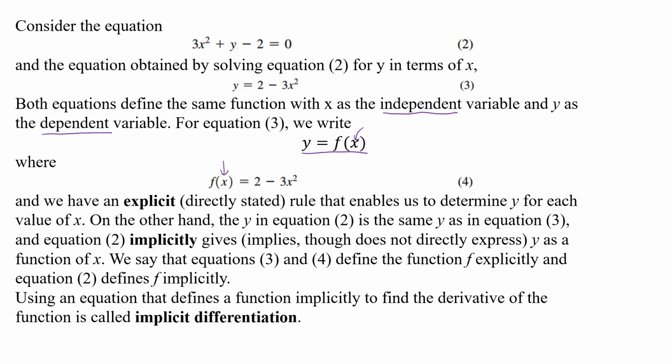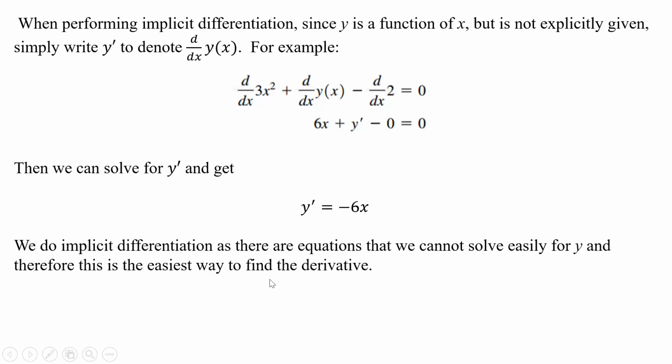We're going to use an equation that defines the function implicitly to find the derivative of a function, and that's called implicit differentiation. It's a little bit different than what we've been used to. When we perform implicit differentiation, since y is a function of x but is not explicitly given, we simply write y prime is equal to d dx of y of x.